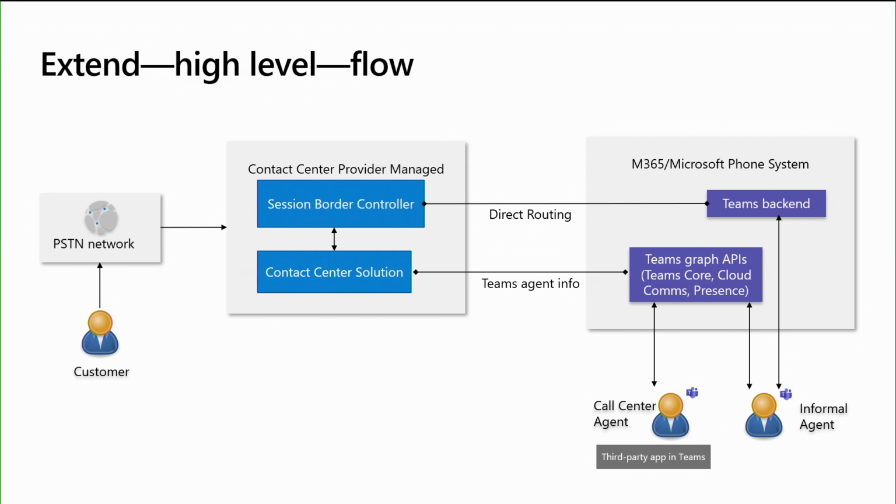In the Extend call flow, you have the customer that's calling into a third-party contact center provider. However, the agent is now directly using a third-party app that's inside of Teams using Teams platform capabilities. Now, when this agent wants to transfer the call to a subject matter expert who is an informal agent, this solution can directly choose to use Microsoft Graph APIs and build voice bots to do call transfer and all of those scenarios, or they can leverage the option of using a direct routing infrastructure. We have partners that do it both ways.